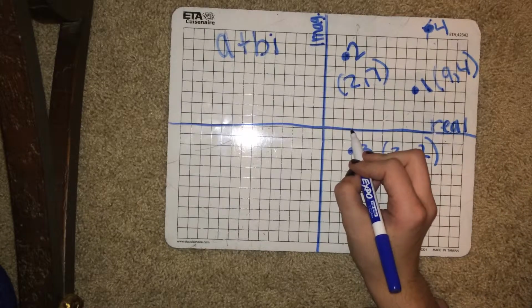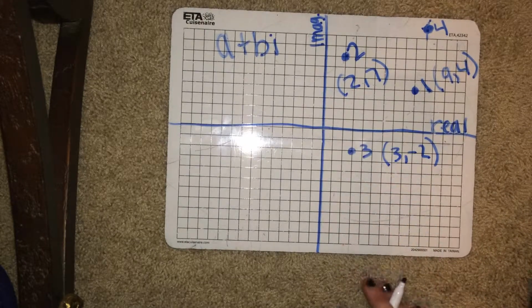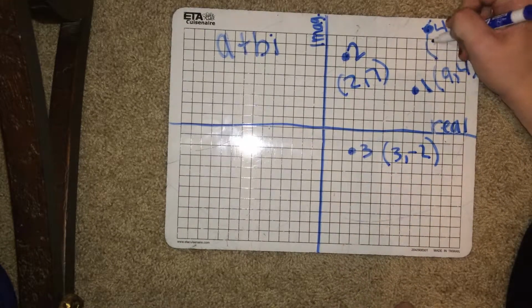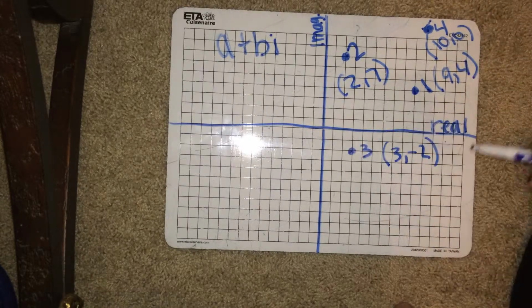Because it's to the right, which is positive, 3, and down, which is negative 2. And last but not least, 10, 10, because it is over to the right and up, so it's positive and positive.